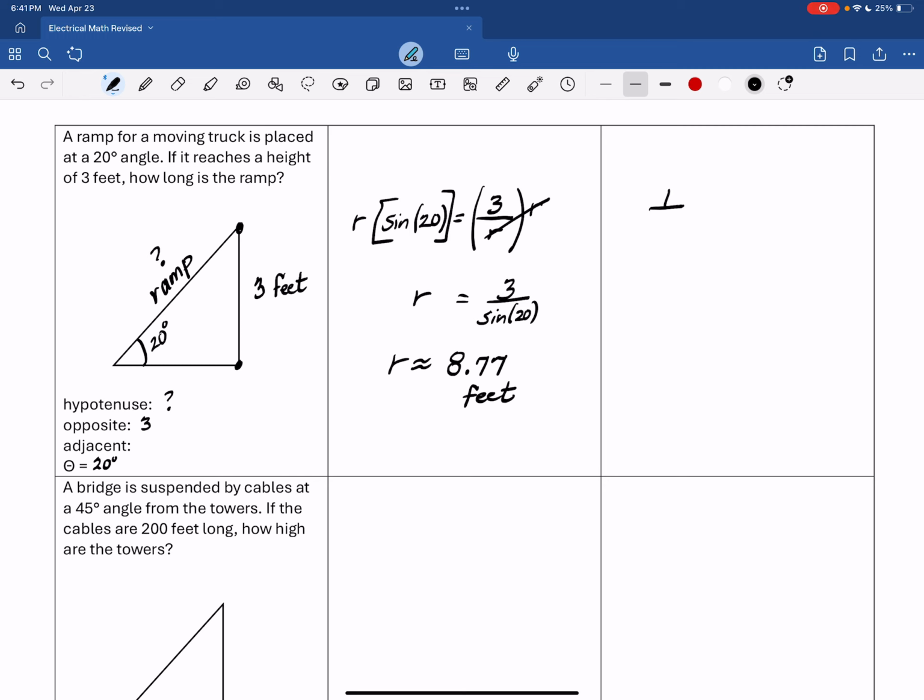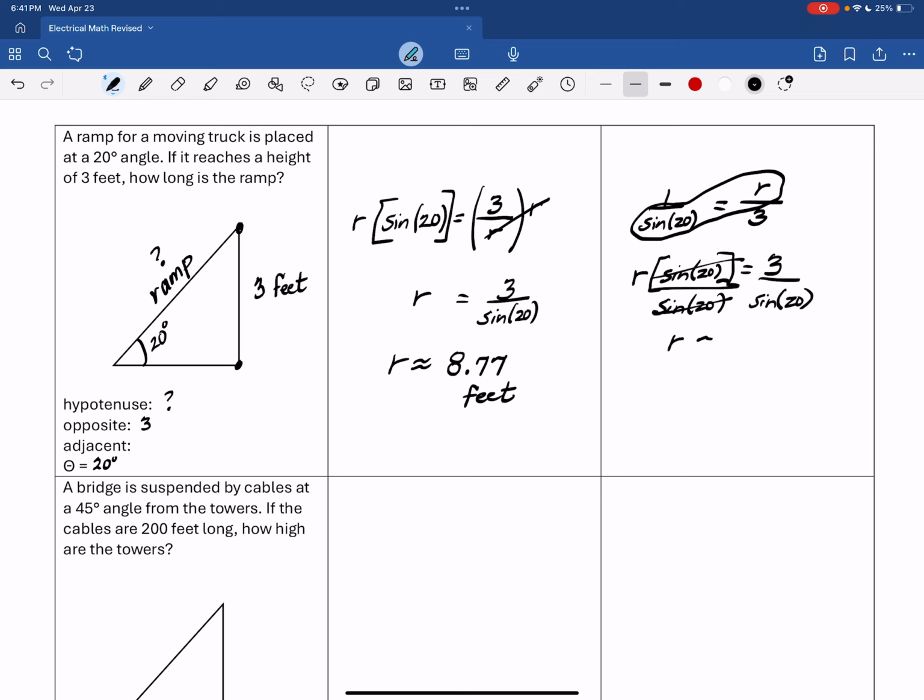Using cosecant, we have 1 over the sine of 20 equals hypotenuse over opposite. So we're left with r times the sine of 20 equals 3. Divide out the sine of 20. No surprise, that r is approximately 8.77 feet.